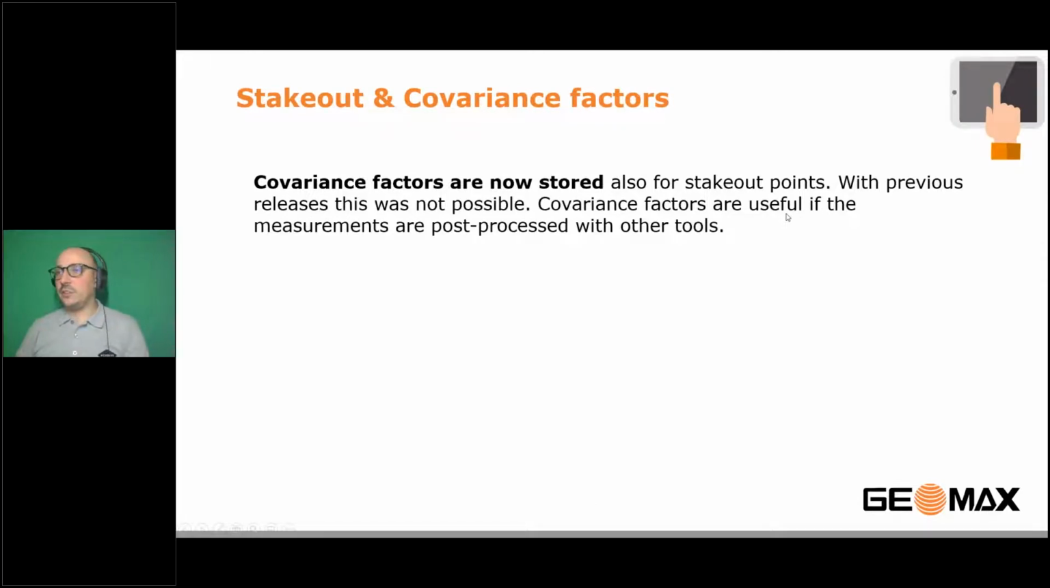Another small update, probably more useful if you need to post-process the data, or maybe you are exporting the data for cadastral. The covariance factor for GNSS measurements is now also available for the staked out point. Before, it was only in the measured point.